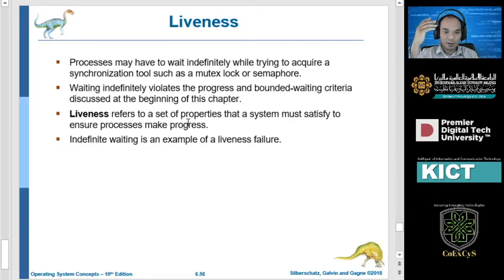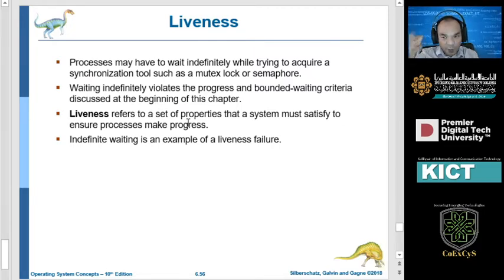You can think about it this way: if you're in a queue that is not really first come first serve, where it's not really fair, you might end up in the queue for a very long time, or indefinitely. Waiting indefinitely violates the progress and bounded waiting criteria discussed in this chapter on synchronization. So liveness refers to a set of properties that a system must satisfy to ensure a process makes progress.